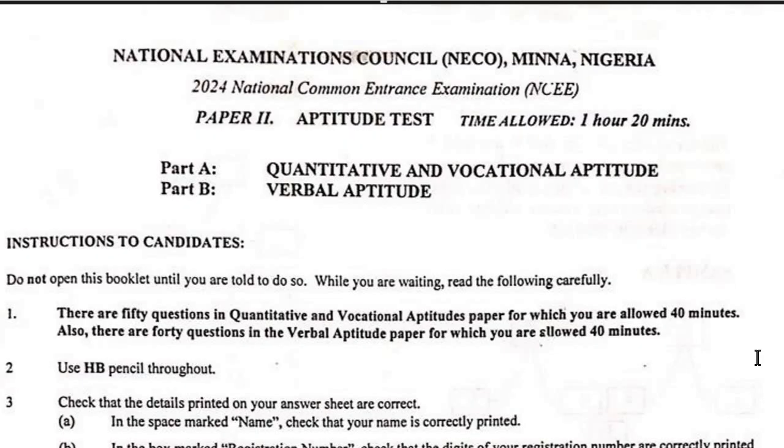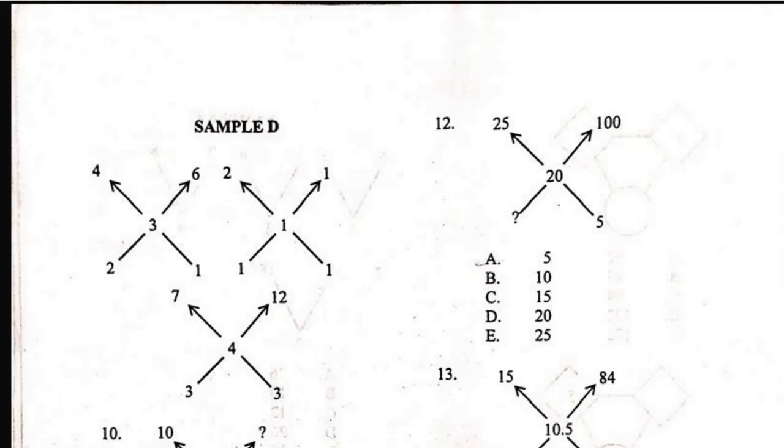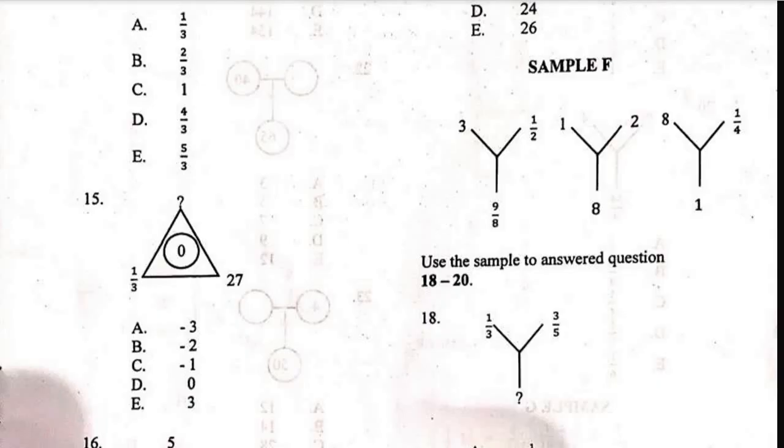All right, as you can see on the screen, this is National Examinations Council 2024 National Common Entrance Paper 2, Quantitative and Vocational Aptitude. And then part B is also part of this question, which is verbal aptitude. In the last lesson, we looked at quantitative aptitude, which today is going to be a continuation of that. We'll just continue from where we stopped the last time.